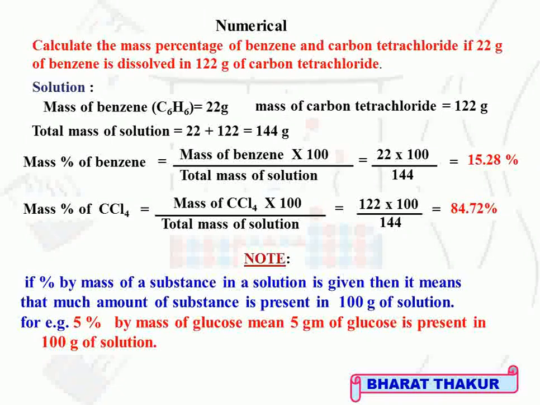For example, if in a numerical it was given that 5% by mass of glucose is present, it means that the weight of glucose is 5 gram and the total weight of the solution will be 100 gram. This interpretation we have to learn from the percentage. Numericals are not basically asked to calculate percentage, but sometimes for doing other numericals, percentage by mass of the substance is given. So from that we can interpret the mass of solute as well as the total mass of solution. That's why this line is more important.